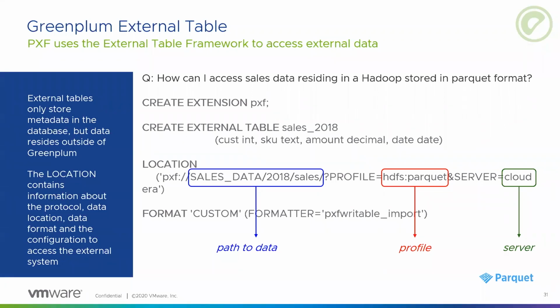So let's say that we want to run an annual report on some cold data in our Hadoop cluster. We can access it first by creating the PXF extension, then create an external table where we specify some key elements. So if you take a look here at location, it contains the information about the protocol, PXF, and three components: the data's location, format, and external server configuration. The location, circled in blue, is the path to where the data actually sits in Hadoop. And in red is the profile, which tells us the type of data. So in this case, we have HDFS Parquet. Finally, in green, we dictate our server, which is how we access the data and handle our authentication requirements.